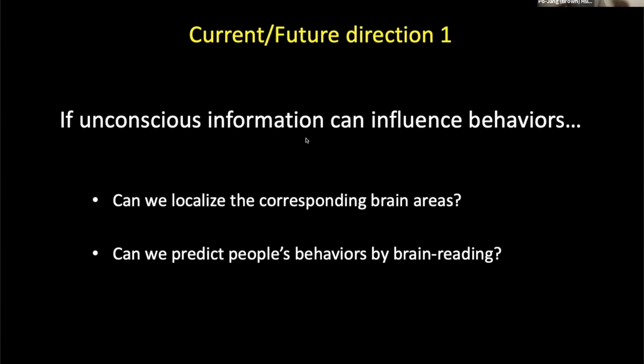So if this is true, is it possible that we can localize the corresponding brain areas? Is it possible that we simply go into the brain and identify this unconscious information? And furthermore, can we use this unconscious information to predict people's behavior by simply reading these signals and predicting people's behavior?